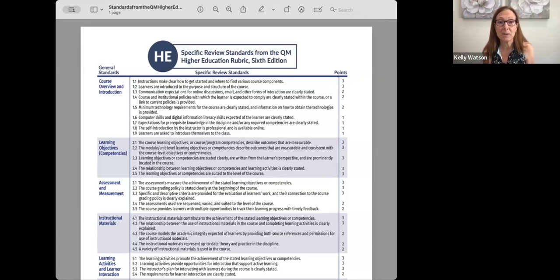So communicating the expectations for how the course is going to go, what are the components of the course, what are the institutional policies that the learner is expected to comply with, what technology requirements are going to be involved in the course, and what are the minimum level of computer skills and digital literacy skills that are going to be involved. Obviously important online, but increasingly we're using a lot more technology in the in-person classroom as well. And so it's important to orient the students to what our expectations are.